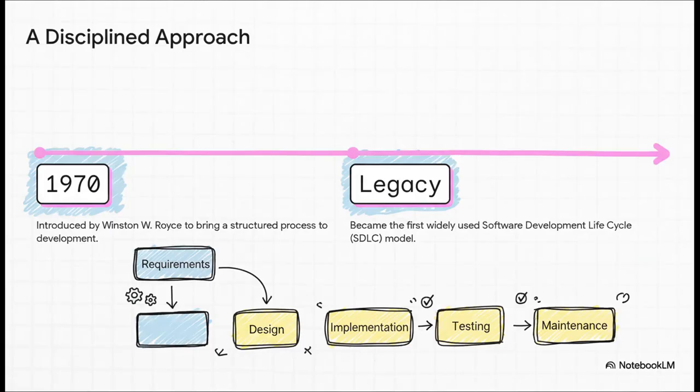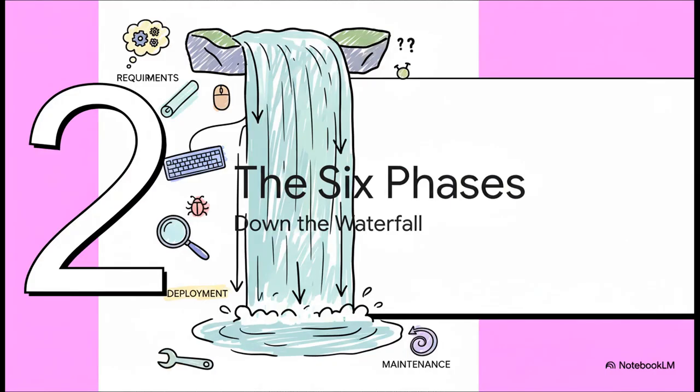All right, let's go back to 1970. This model was introduced by a guy named Winston W. Royce. You have to remember, back then, software development was kind of, well, the Wild West. Royce came along and proposed this structured approach to manage these huge, complex projects with a clear, predictable plan. It was all about bringing some much-needed engineering discipline to the whole process. Now, it gets its name, waterfall, from its process, which only flows in one direction, downward. There's no going back up.